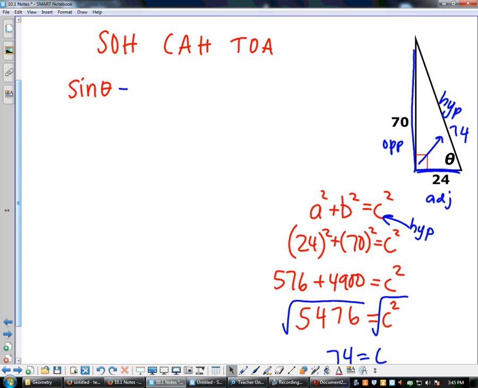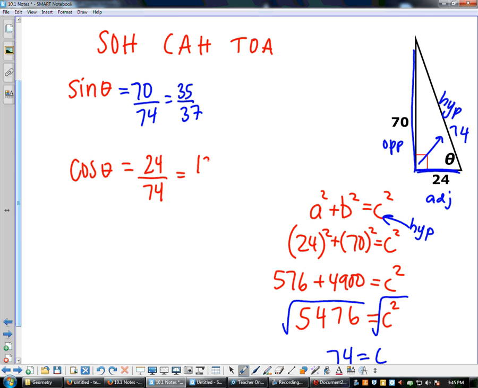All right, so back to sine. Opposite over hypotenuse. Opposite now is 70 over the hypotenuse, which is 74. We could always reduce that down to 35 over 37. Our cosine is going to be the adjacent over hypotenuse. So adjacent is 24 over the hypotenuse, which is 74. I could reduce that down to 12 over 37. And my tangent of theta will be opposite 70 over adjacent 24, which will reduce to 35 over 12.